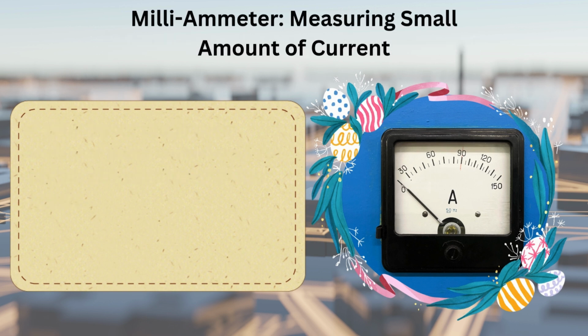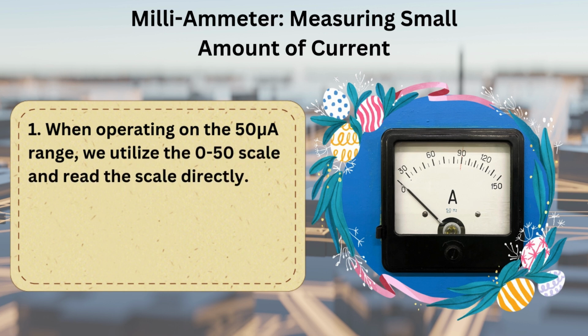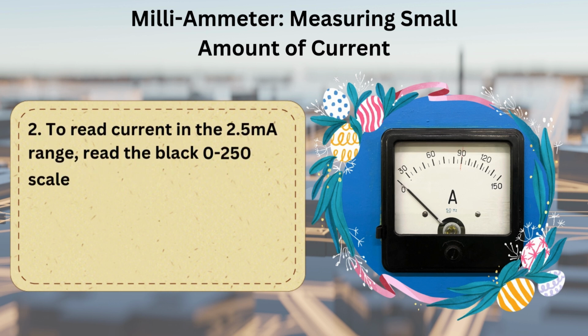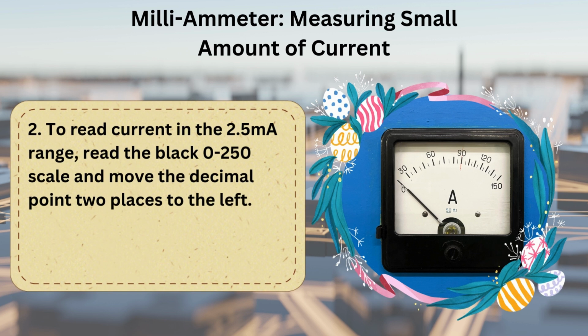In measuring a small amount of current using an ammeter, Step 1. When operating on the 50 microampere range, we utilize the 0 to 50 scale and read the scale directly. Step 2. To read current in the 2.5 milliampere range, read the black 0 to 250 scale and move the decimal point 2 places to the left.